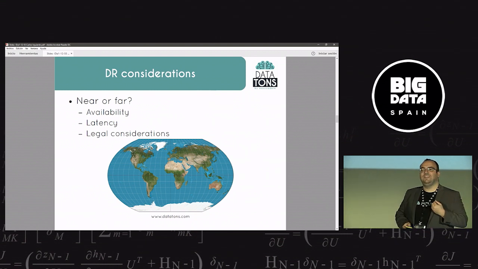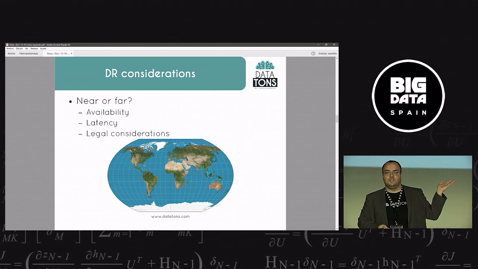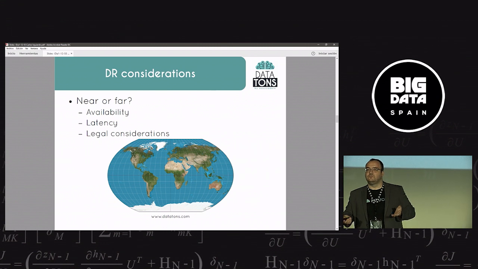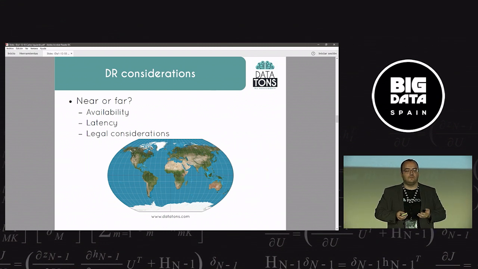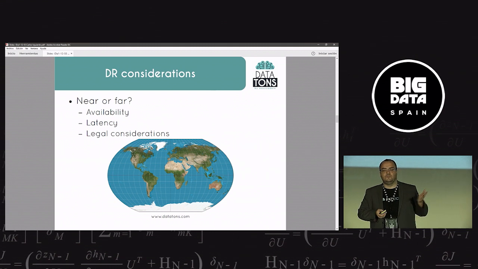Also, where do you place your secondary data center? First of all, you have to check availability. If you already have some offices elsewhere, they're probably a good option to build some kind of recovery site there. Also, latency. Depending on where they are and the connection they have, they may not be suitable, or they may be, so you have to check that.